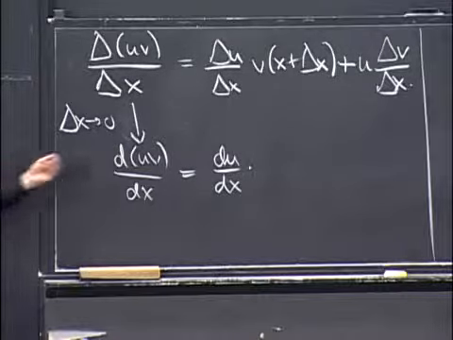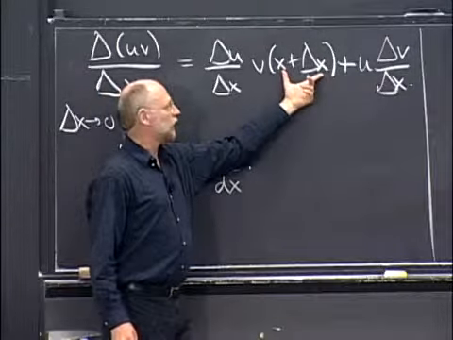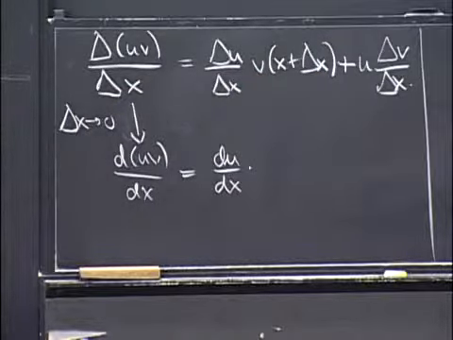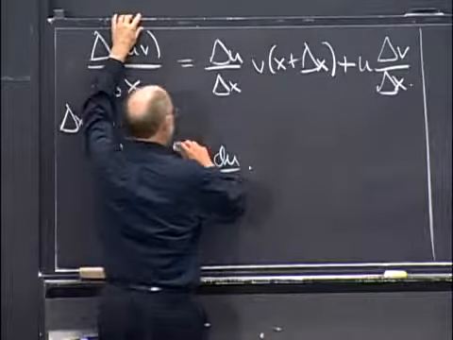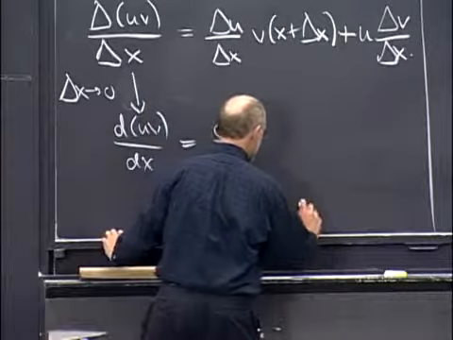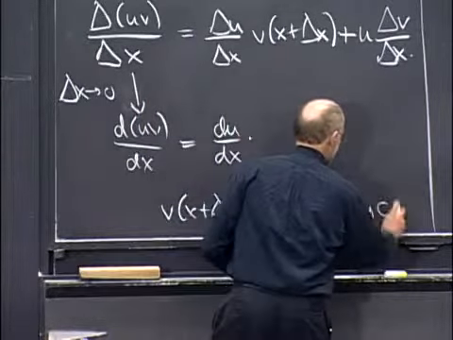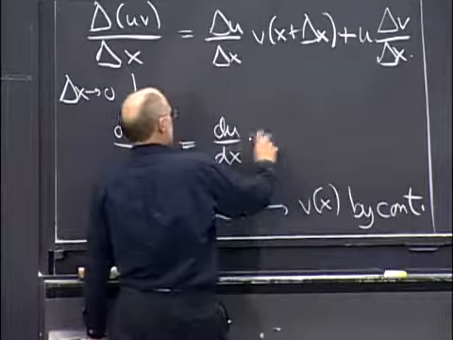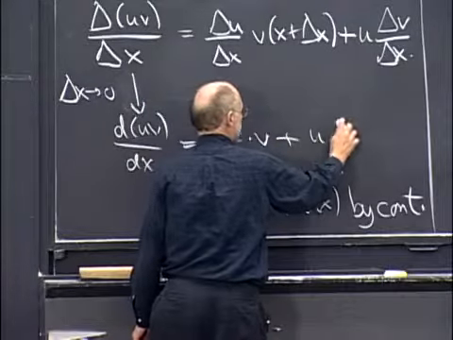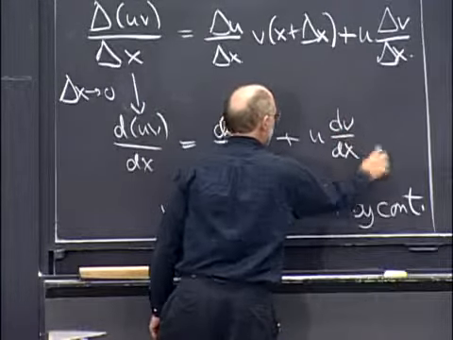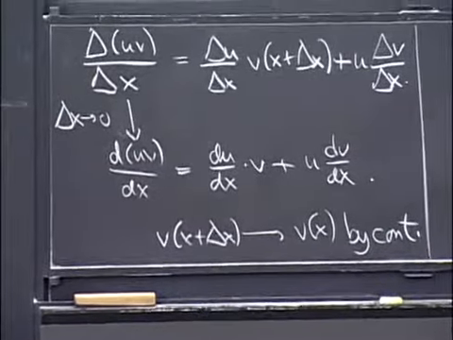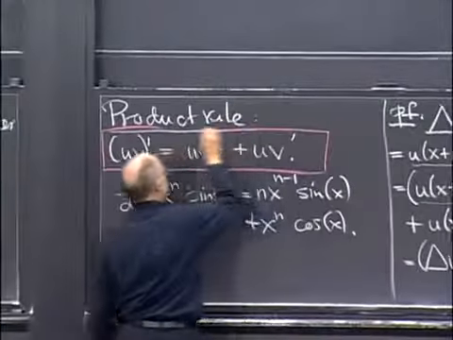So x plus delta x is getting closer and closer to x, so what happens to the value of v? It becomes equal to v of x. That uses continuity of v. So v of x plus delta x goes to v of x by continuity. So this gives me times v, and then I have u times, and delta v over delta x gives me dv dx. And that's the formula. That's the formula as I wrote it down at the beginning over here. The derivative of a product is given by this sum.